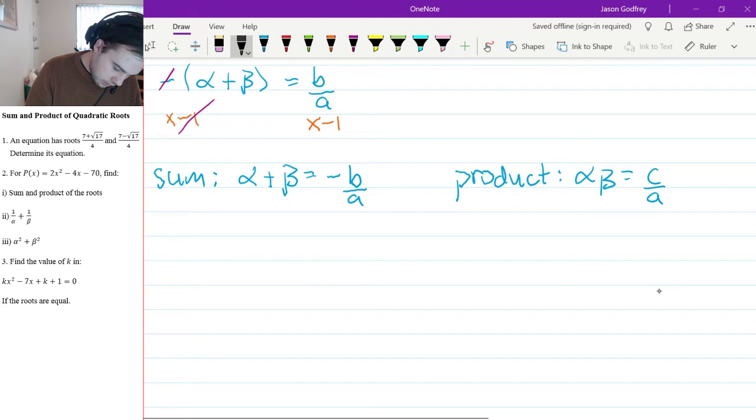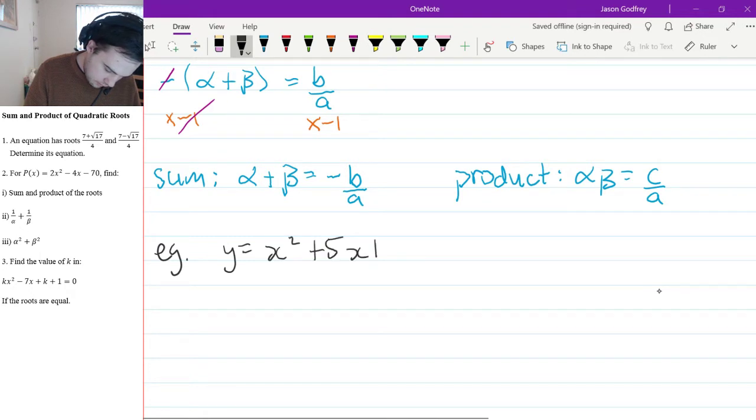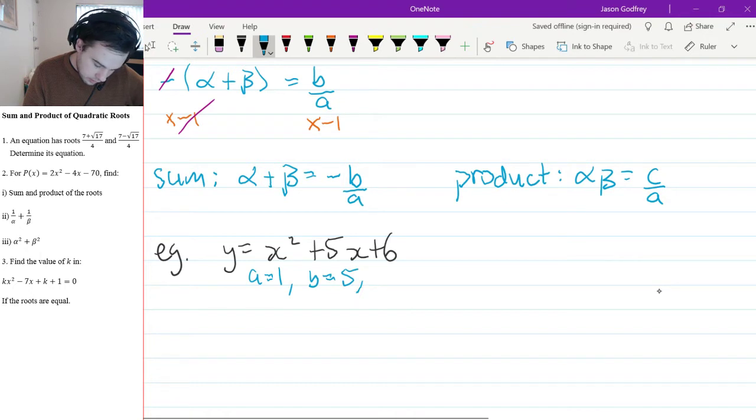So let me make an equation. Let's say we've got y equals x squared plus 5x plus 6. And let's just check that this all works out. So here, what's the coefficients in general form? You've got the coefficient of x squared is 1. The coefficient of x is 5, and the constant term is 6. So just like if you're a, b, and c, right? Just like you'd list them out like if you're putting them in the quadratic formula.